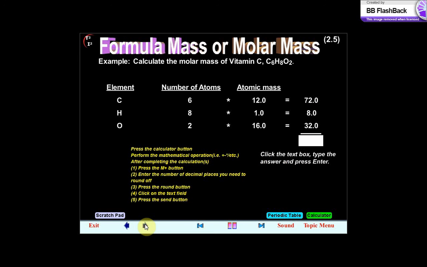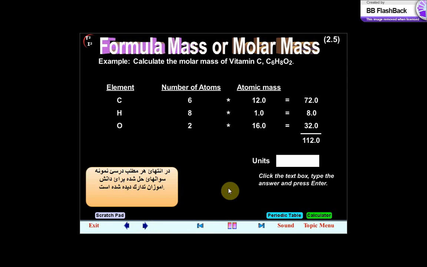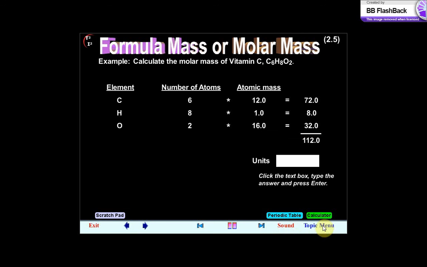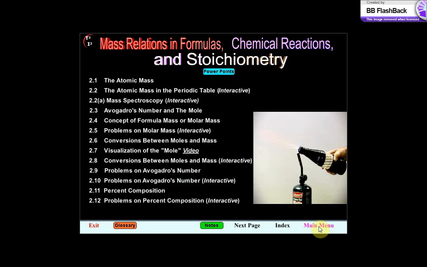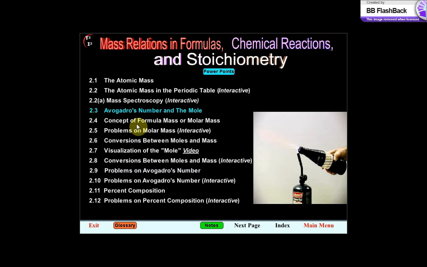So after each lesson, basically there are two to three sample problems, and after that there are 2 to 3 practice problems that keep students engaged in the lesson. As I told you, you can always go back to the topic menu. When you go to the topic menu, then you can go back to the main menu. But since we want to stay at the same chapter, click on chapter 2.